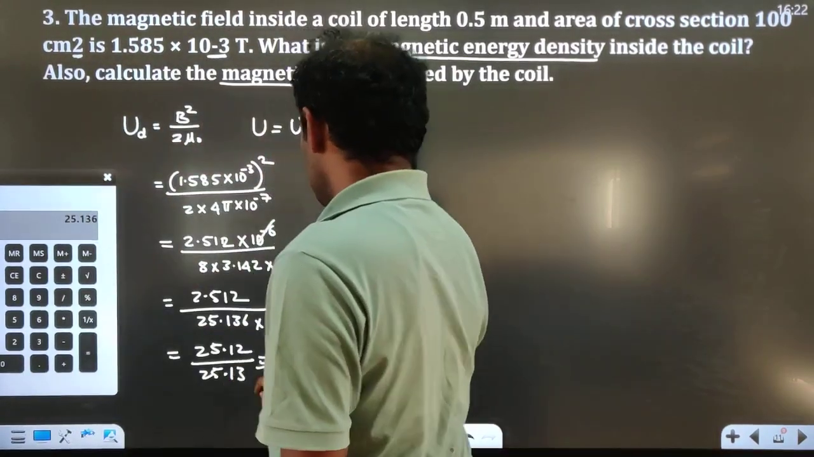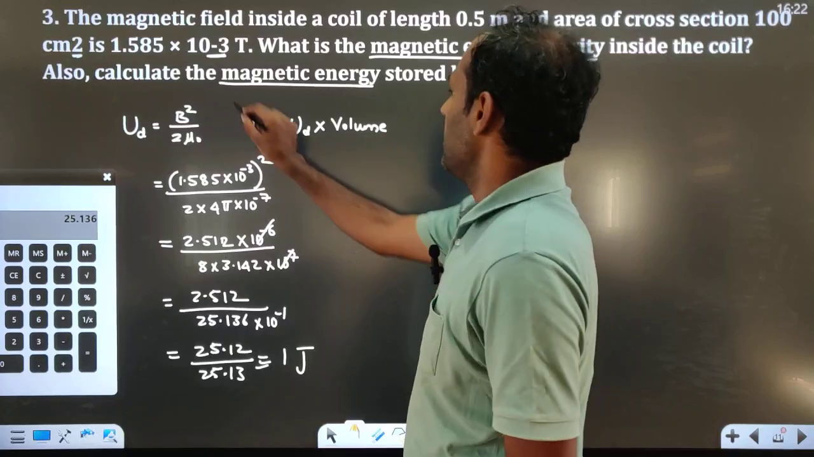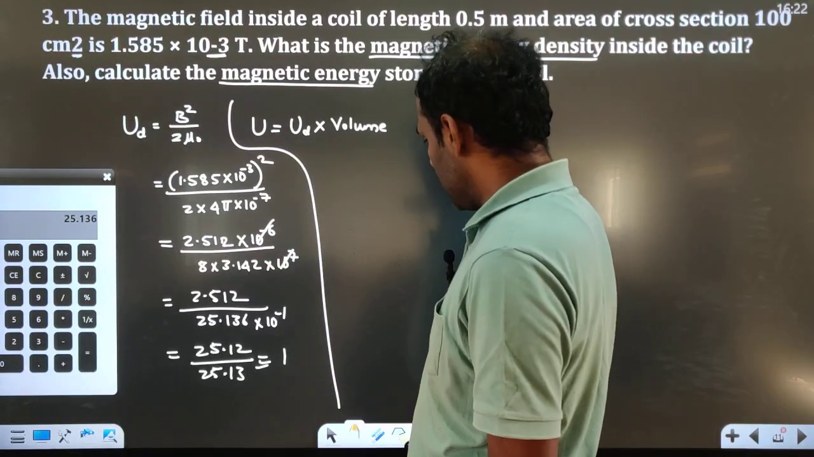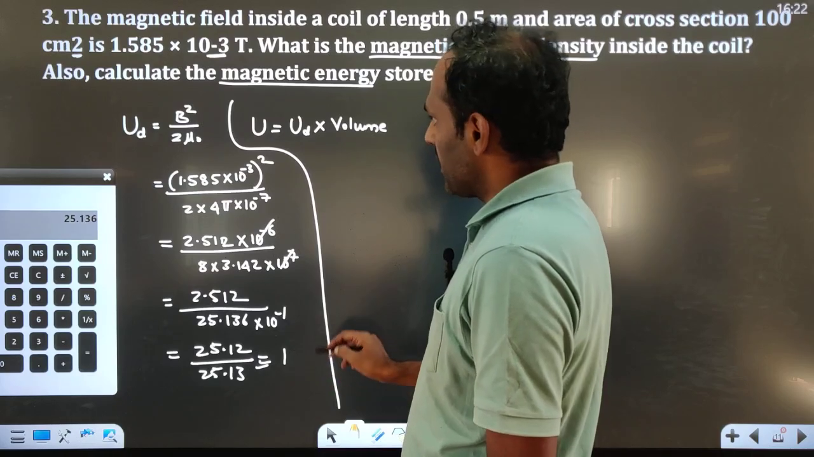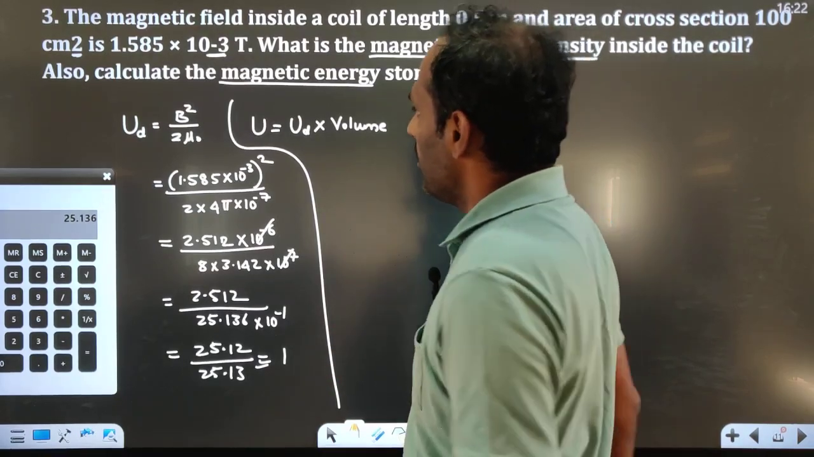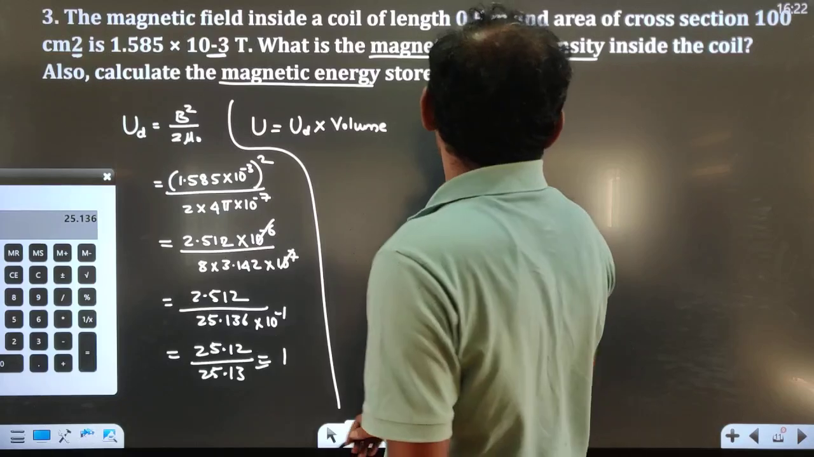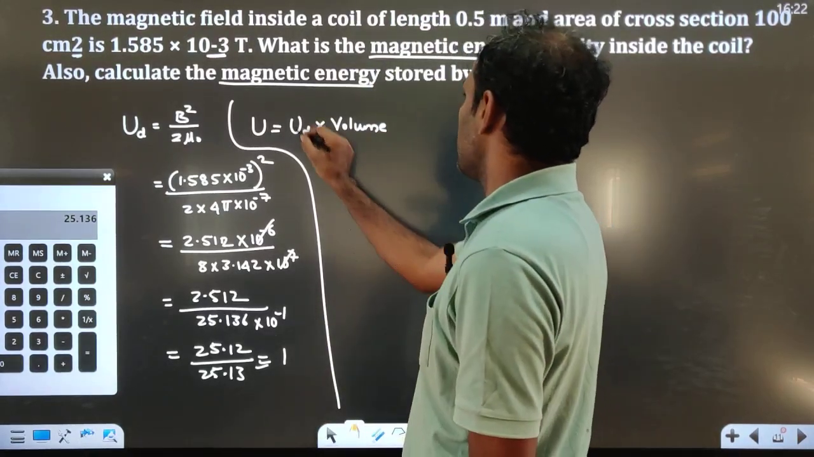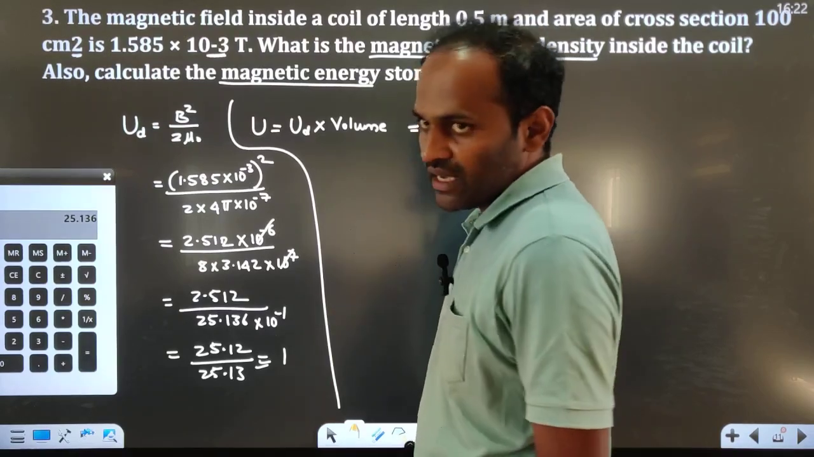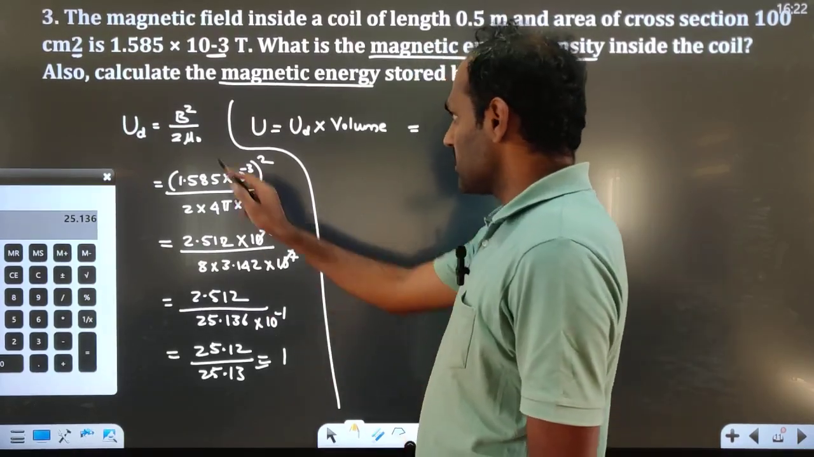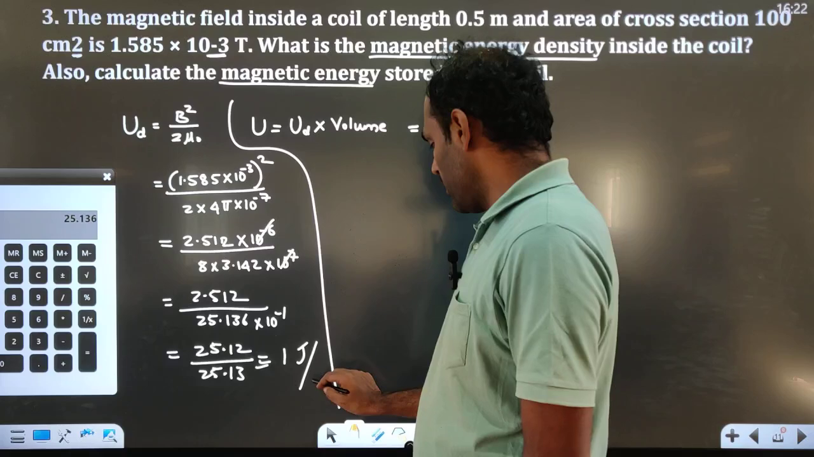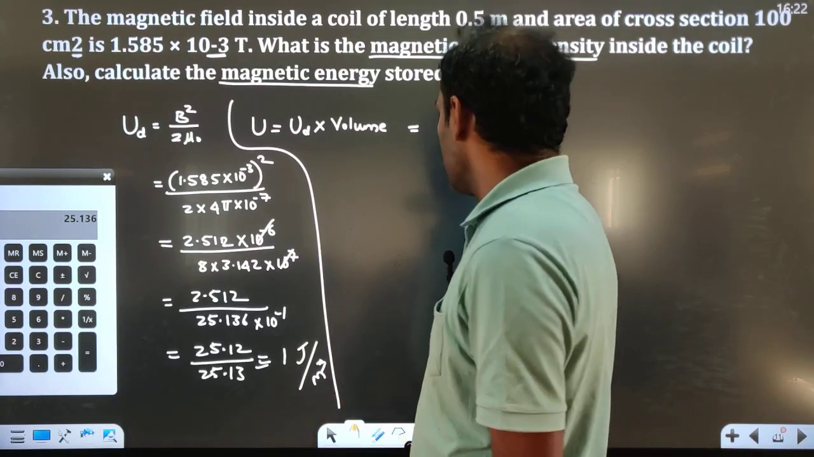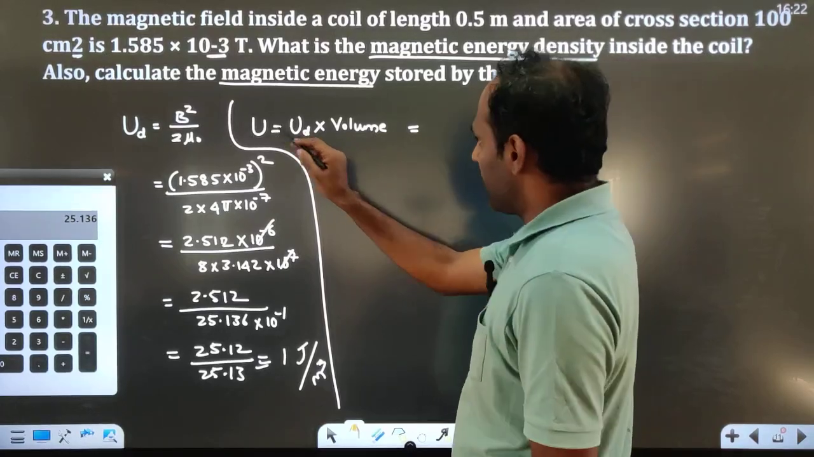Okay, we got energy this much, and in energy density we got this much. So this is not joule, it is energy density. Energy density means joule per meter cube, it has to be. Next, what we want is magnetic energy. So magnetic energy means energy density into volume. This is energy density, joule per meter cube.